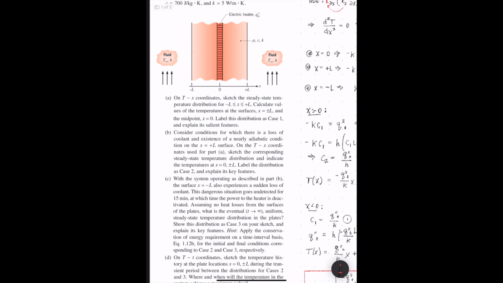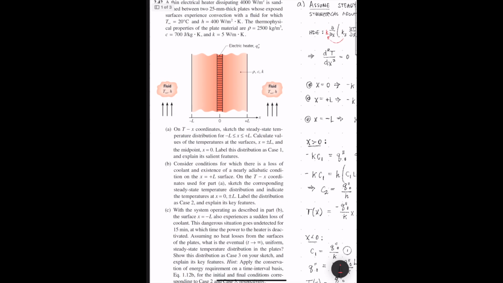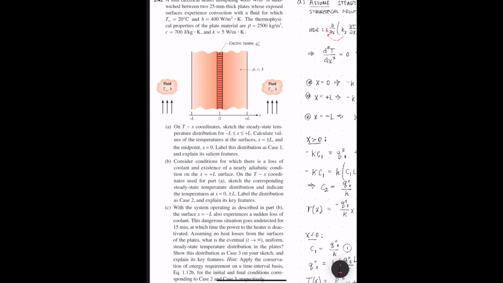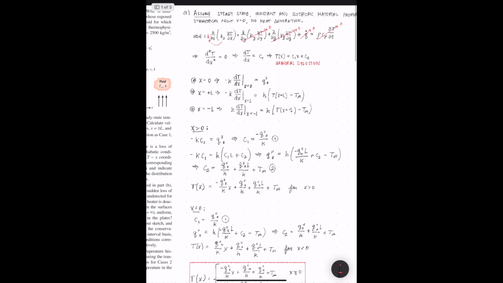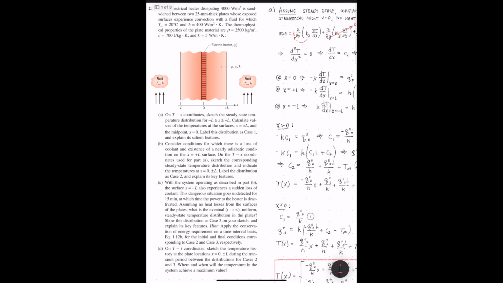Part A says that on T-x coordinates, sketch the steady-state temperature distribution between minus L and plus L, with 0 centered at the electric heater. So with part A, we can assume that this is a steady-state system, since we want to find the steady-state temperature profile, that the material properties are isotropic, that it's symmetrical about x equals 0 since the surface conditions are exactly the same, and that there's no heat generation inside of the wall itself.